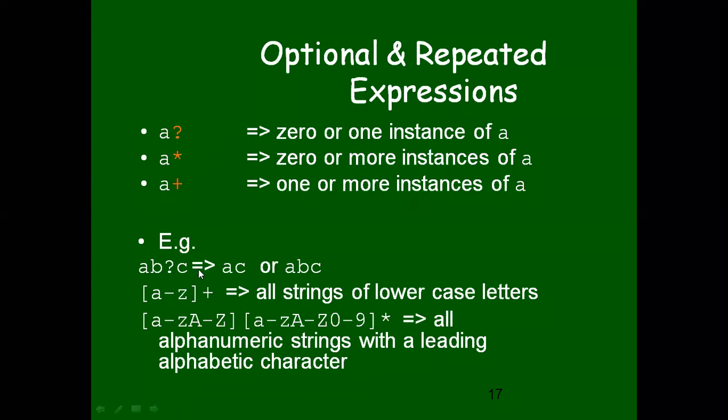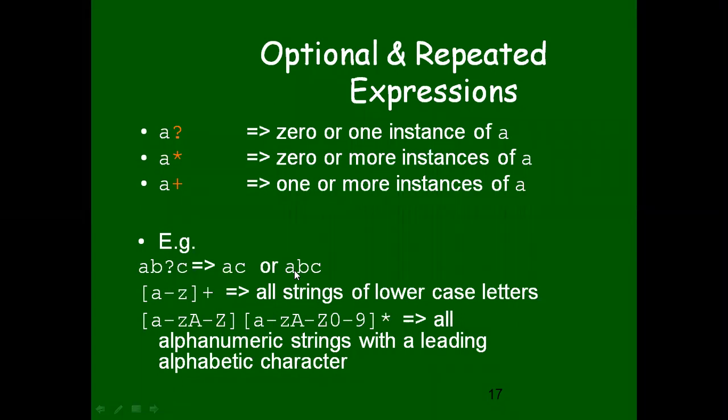And here we have an example: AB question mark C. That means AC or ABC. We can take it as AC or ABC. And if we have a-z plus, it means 1 or more instances, that means all the strings of lowercase letters. We can take it one time or more. If we have the star representation, it is all the alphanumeric strings with a leading alphabet character.